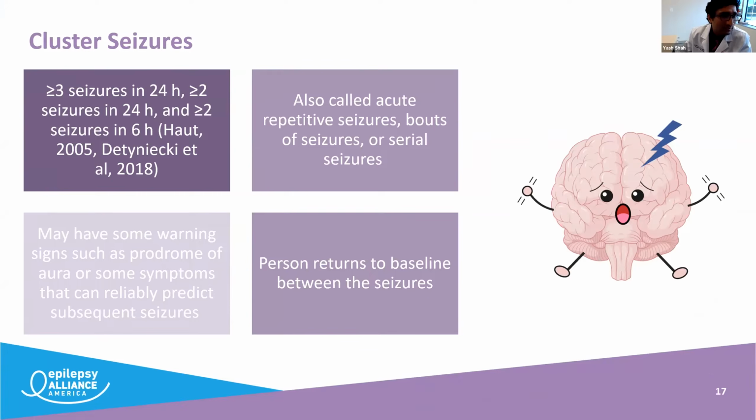Sometimes they can have warning signs such as a prodrome or aura, or sometimes they can have symptoms in between the cluster seizures, for example, nausea or vomiting. And then the person returns to baseline between the seizures. They may not completely return to baseline, but they should return to some baseline level in between the cluster seizures.